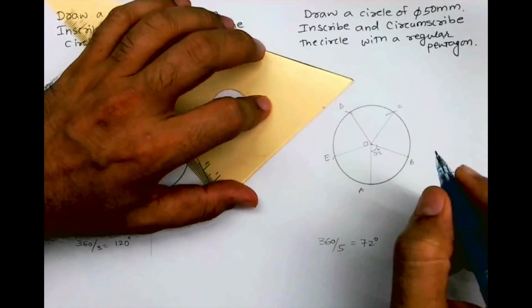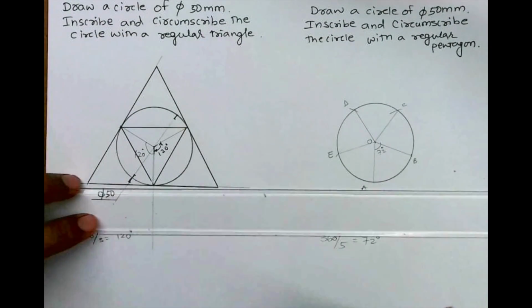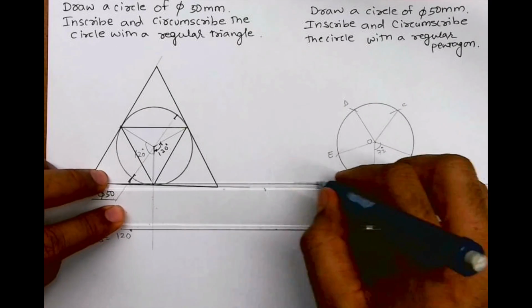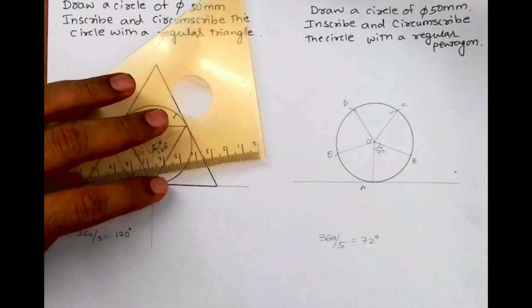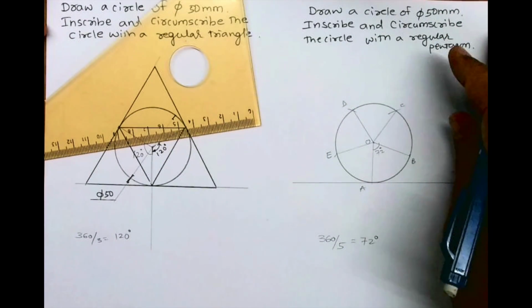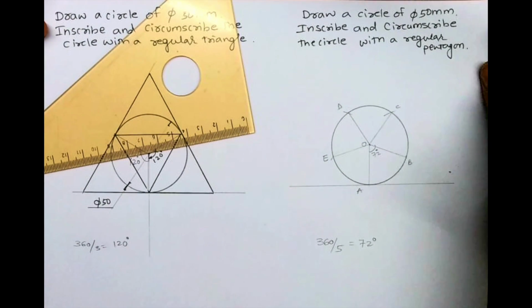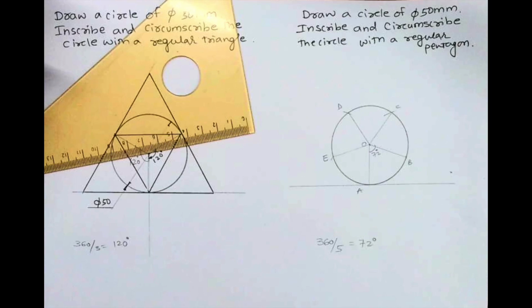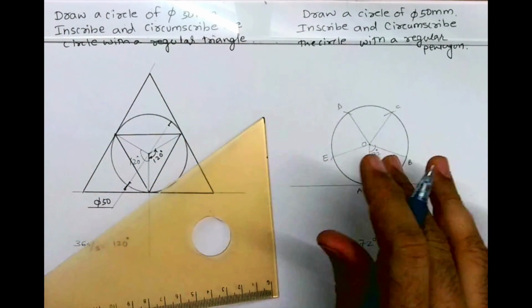See this, after joining OA, OB, OC, OD, OE, what I'm doing now, I'm drawing tangent at A. Same way I have to draw tangent at B, C, D, E. So then you'll get a pentagon. Now let's say if you don't want to draw tangent, then what? Then there is a method called parallel line method. In that, first we need to draw inside points. First we need to join inside points A, B, C, D, E.